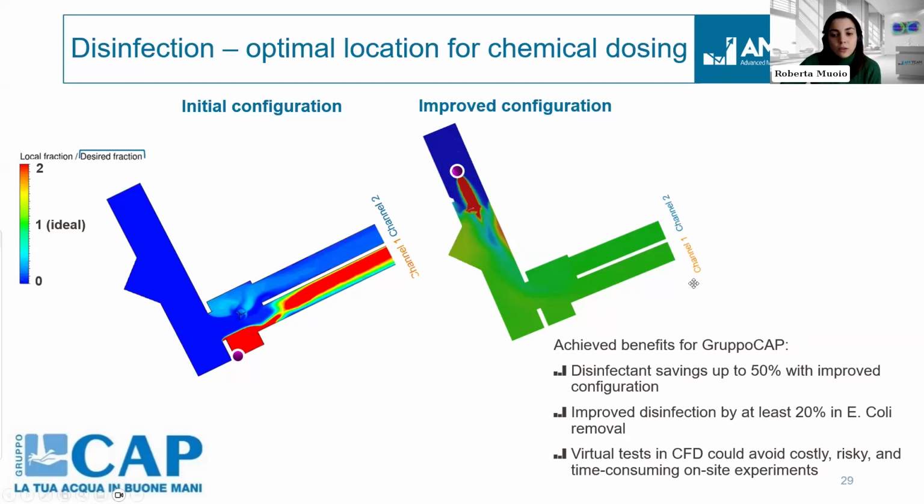So in this case, Gruppo CAP could achieve several benefits from this study. They could save up to 50% of the disinfectant dose with the improved configuration, which also led to increasing the disinfection potential by 20% in the removal of Escherichia coli. And basically, they could test virtually, so in CFD, many configurations and avoid costly and risky on-field, on-site testing.